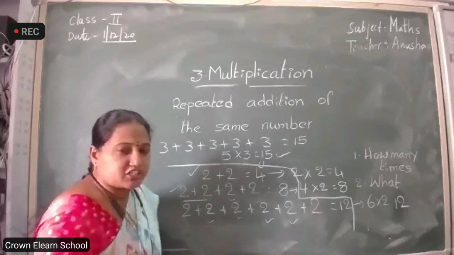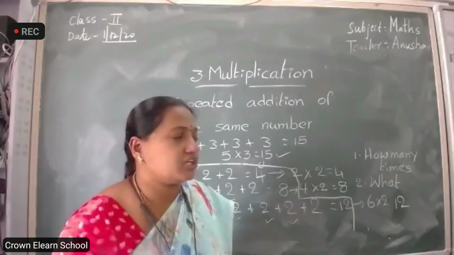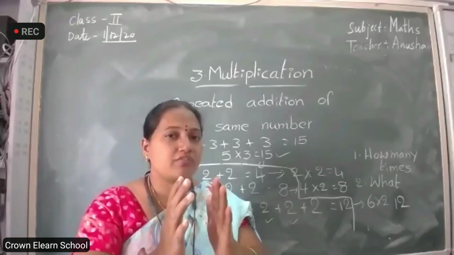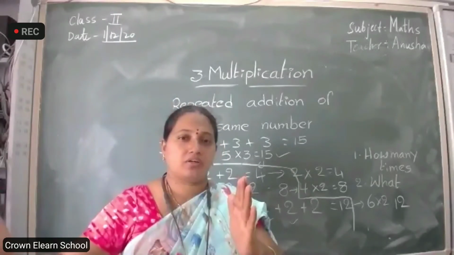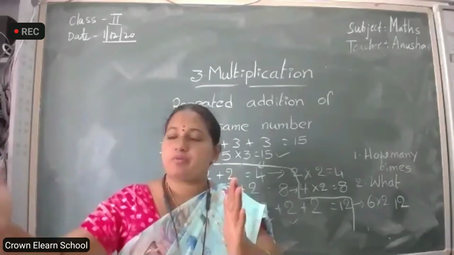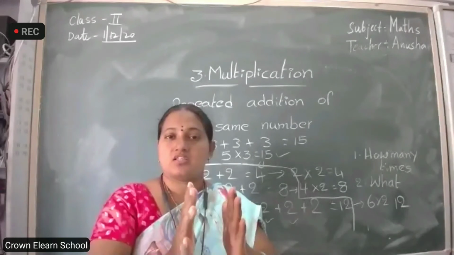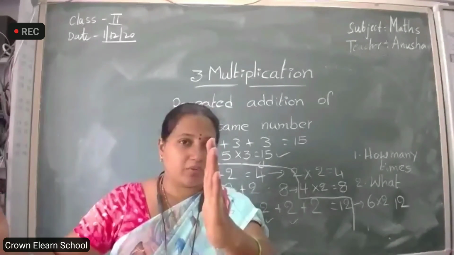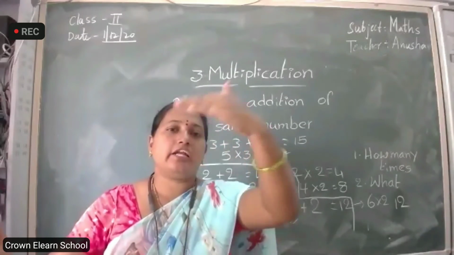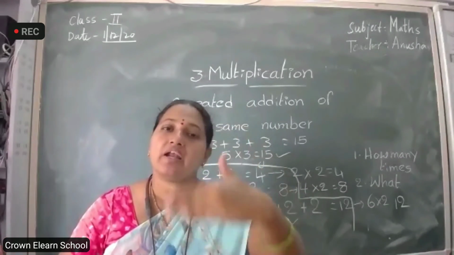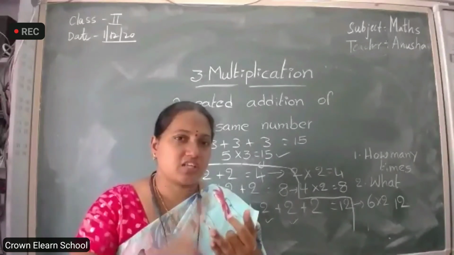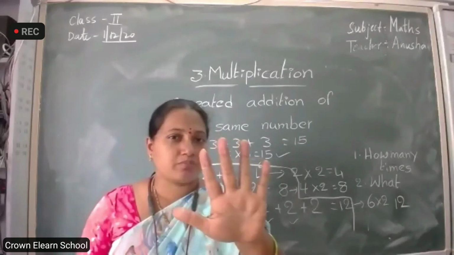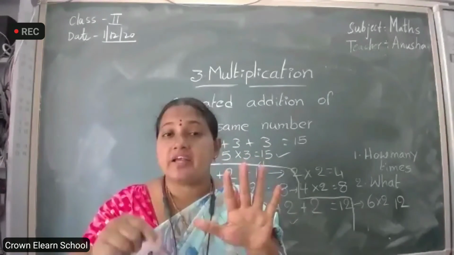Addition means what we do? Addition means we bring the numbers together. Subtraction means what we do? We just take away the number. Addition means we bring, so from your friend you are taking. That is addition. Subtraction means you are giving to your friend. Multiplication means the same number you have, you repeatedly add it. Understood the difference between addition, subtraction and multiplication? Again I am explaining, listen. Addition means you have something. Suppose you have 5. And in addition what will you do?